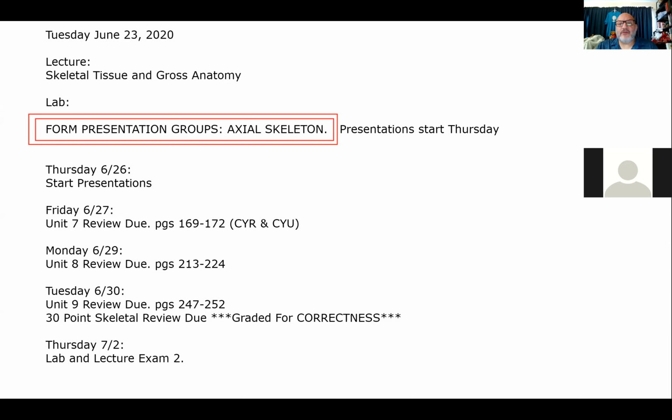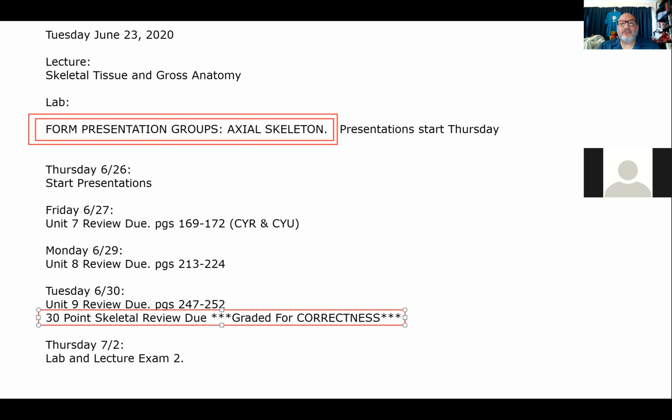However, the other thing that I think will be useful, since I'm breaking you up into groups anyway, as you see on the assignments, there is a 30-point skeletal review that is going to be due on Tuesday, June 30th. This one is going to be your first major assignment that is going to be graded for correctness. So this is a homework assignment, but this time it is going to be graded for correctness, which means that wrong answers lose you points.